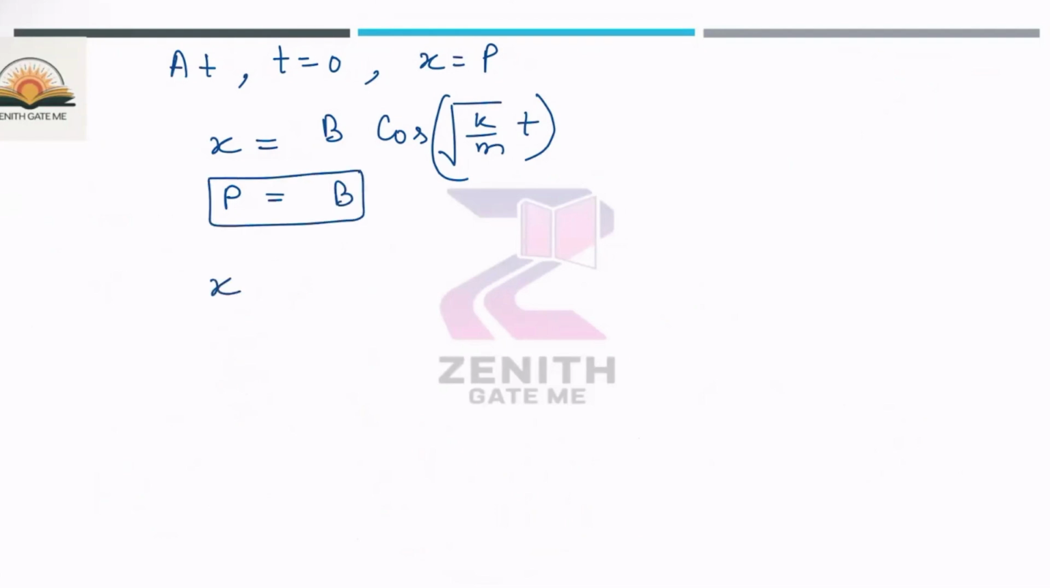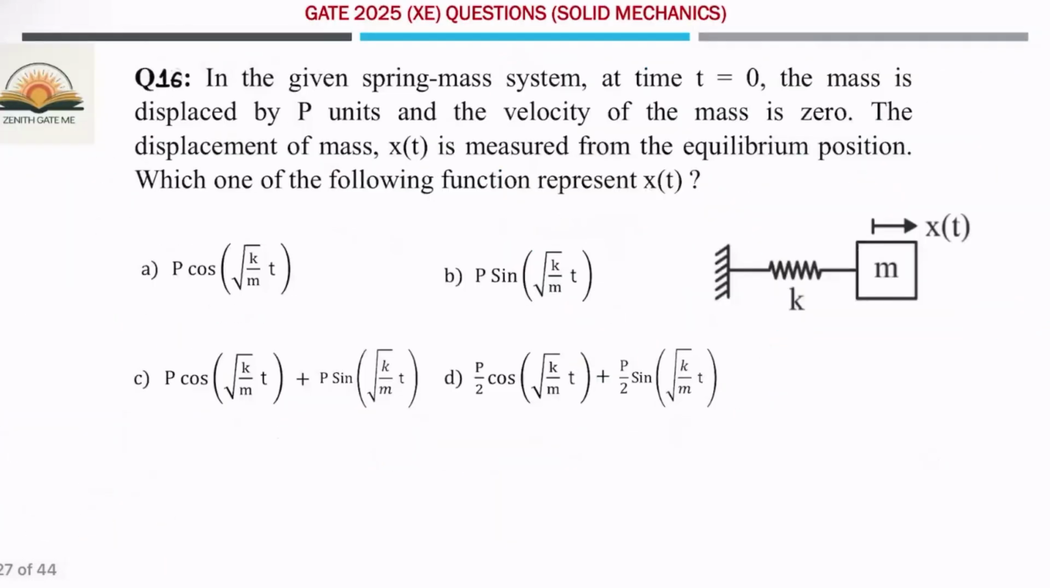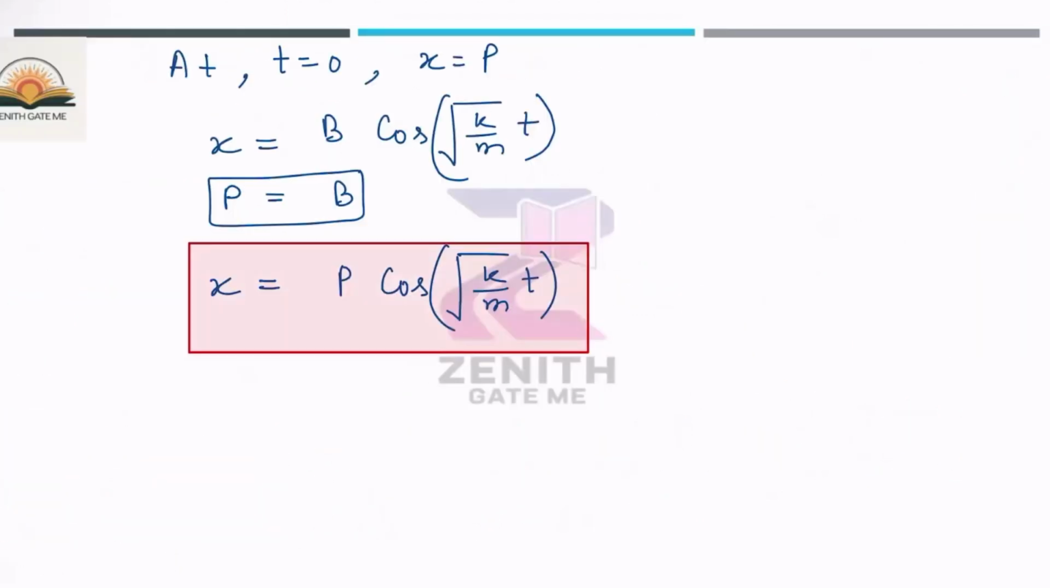So can I write the generalized equation? Now, what does the equation become? P cos of root k by m into t. Okay. This is the displacement of that particular, or we can say that this is the displacement of the mass m. X is equal to P cos of root K by M into T. If you check the options, option A is correctly matching. So choice A is the correct answer for this question.